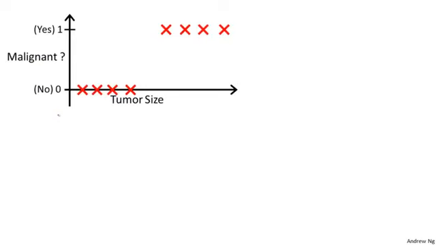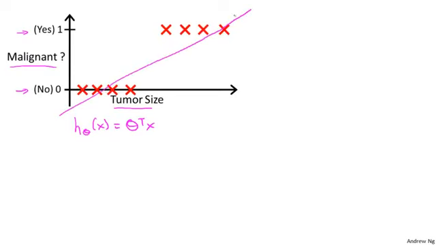Here's an example of a training set for a classification task, for classifying a tumor as malignant or benign. Notice that malignancy takes on only two values, 0 or no, 1 or yes. So one thing we could do, given this training set, is to apply the algorithm that we already know, linear regression, to this data set, and just try to fit a straight line to the data. So if you take this training set and fit a straight line to it, maybe you get a hypothesis that looks like that. Right? So that's my hypothesis, h of x equals theta transpose x.